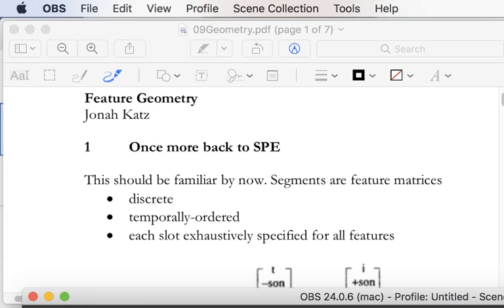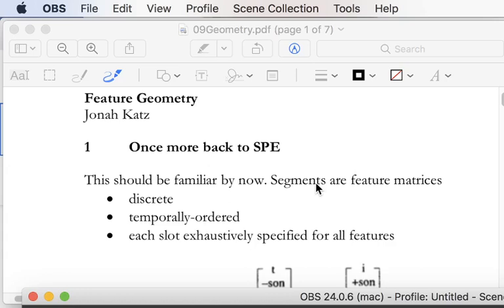So let's start by going back to our original matrix-based Sound Pattern of English theory that we started the semester with. And this should be very familiar now because we've come back to this two or three times and seen all the ways in which this segment matrix-based theory breaks down and doesn't account for some kinds of phonological generalizations. But here's what the theory looks like.